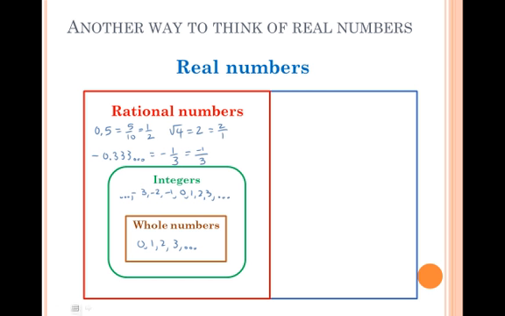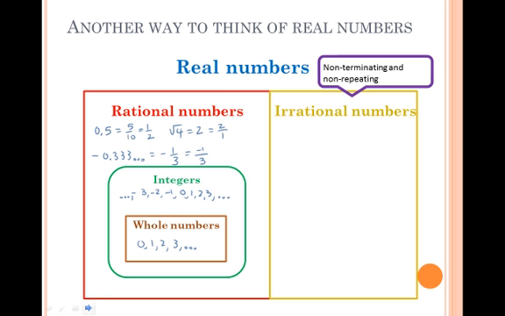Now let's look at the rest of the real numbers. If a number is not a rational number, it is an irrational number. Irrational numbers cannot be written as a fraction, and when written as a decimal are non-terminating and non-repeating. The irrational numbers include numbers such as pi. Pi is approximately 3.14159 and so on. It is non-terminating and non-repeating.